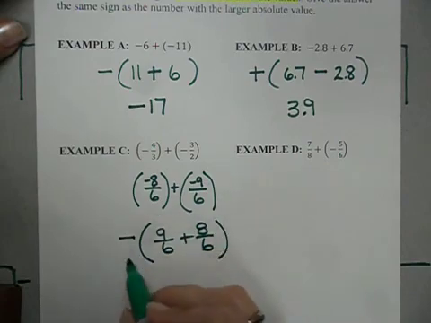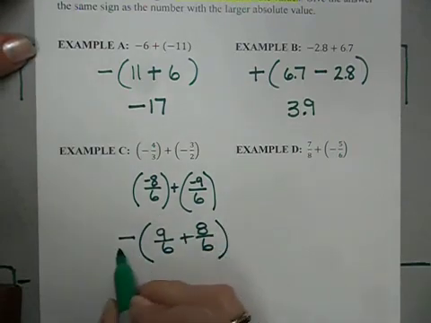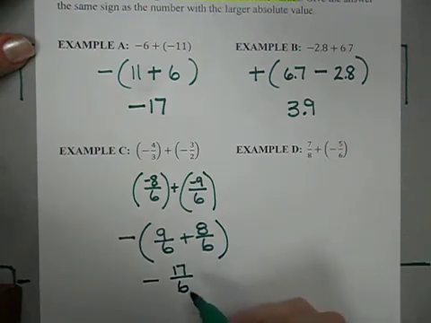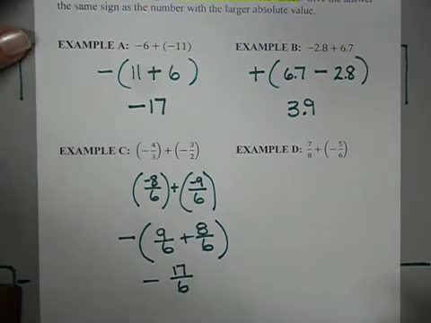All right, so there again is the rule, showing that I understand the rule. Then I'm going to go ahead and add those two fractions, which is 9 plus 8 is 17. I'm going to keep the denominator. 17 is a prime number, so that means I can't simplify this. 6 does not go into 17 evenly, so this is my final answer, -17/6.